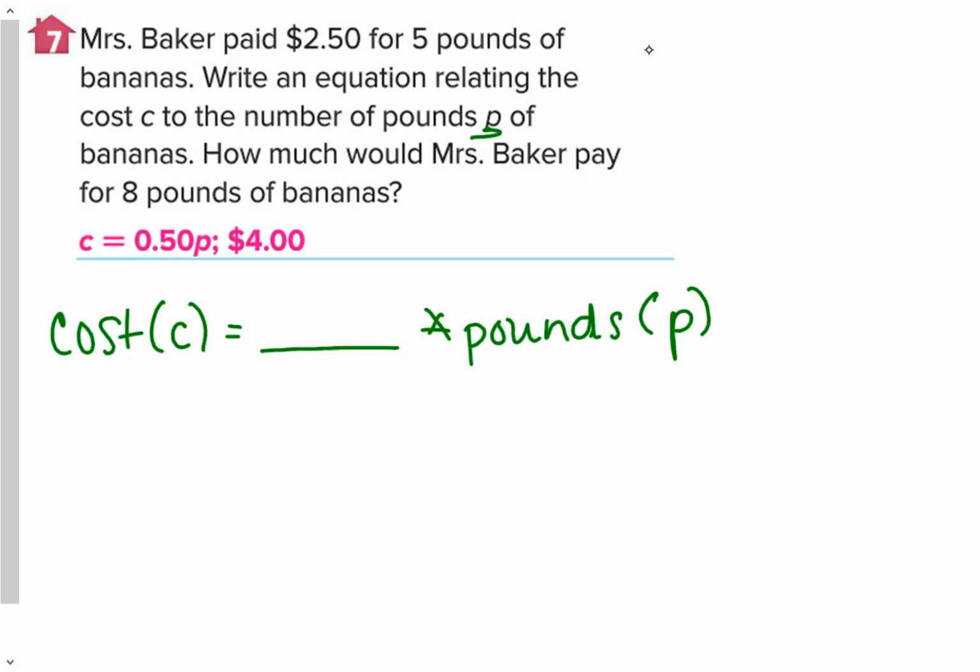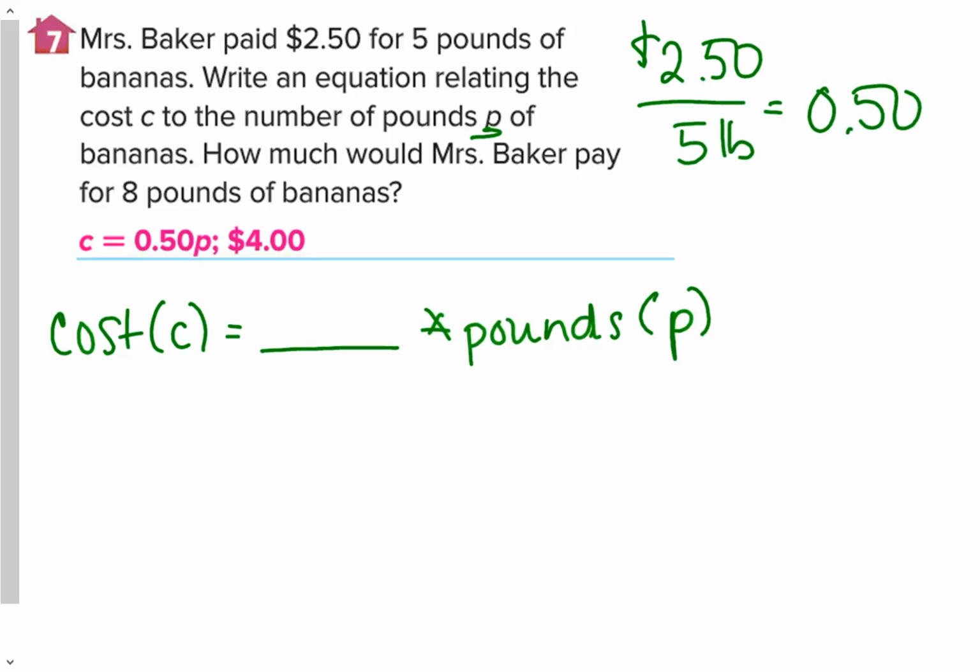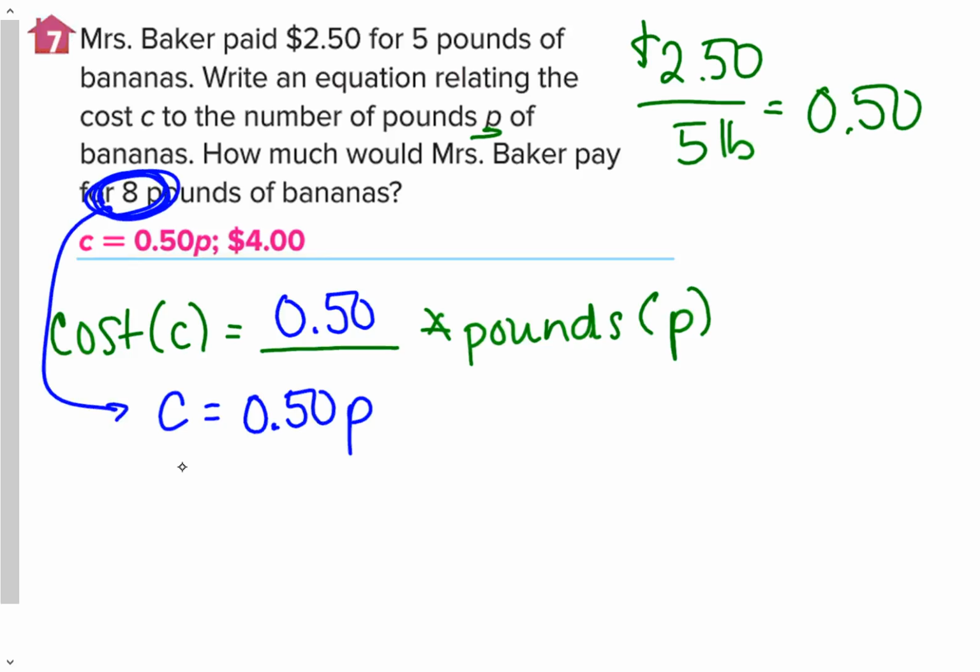Okay, so to find that out, we would set up our cost divided by our pounds. So 2.50 divided by 5 equals 50 cents a pound. So this would be our number in our equation. So our equation is going to be C equals 0.50 times P. Now, what did they give us? They gave us 8 pounds. So let's substitute 8 into our equation. So we don't know the cost, so that equals C. And 50 cents times 8, this one is easy because we can just multiply straight across. This equals $4.